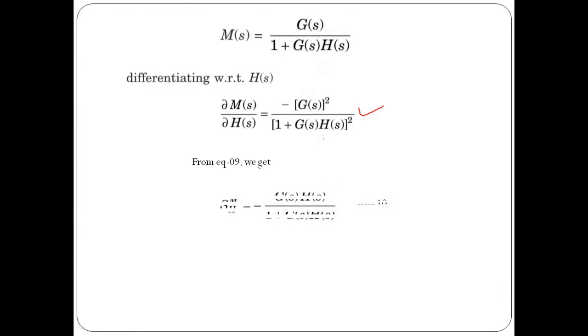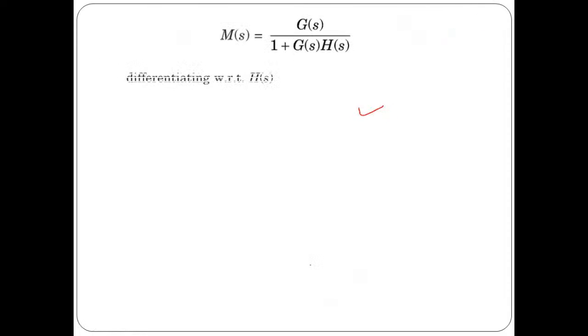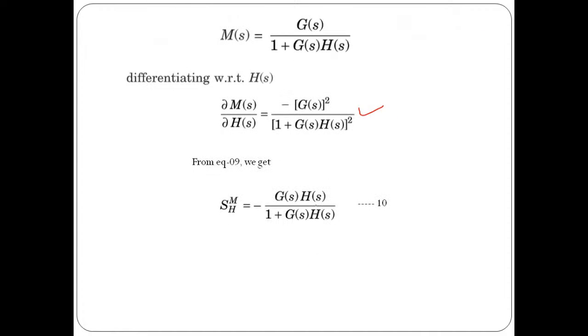Now if you put this value in our base case, which is equation number 9, in this equation put the value of M(s) as G(s) upon 1 plus G(s) into H(s), and put the value of this derivative. You will get the sensitivity in the case of a closed loop control system with respect to feedback path gain as minus G(s) into H(s) upon 1 plus G(s) into H(s). That is important.